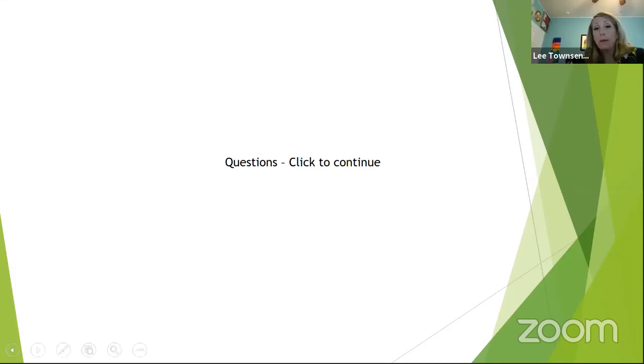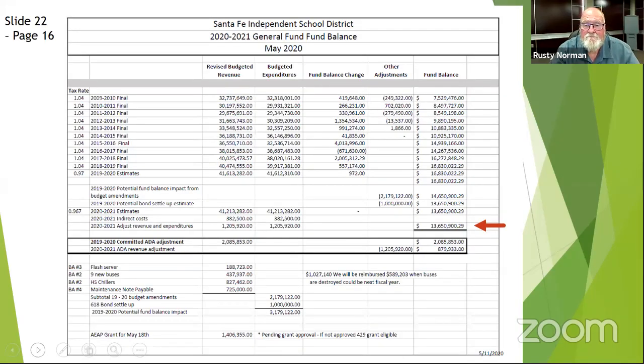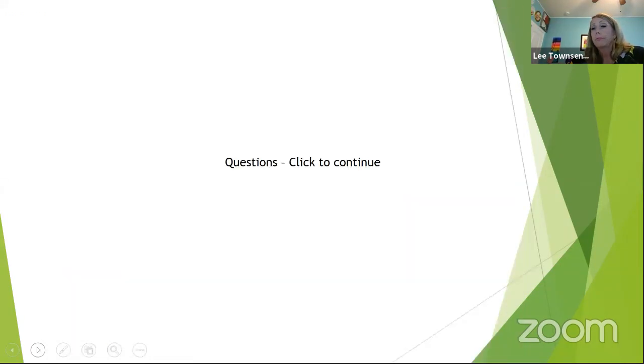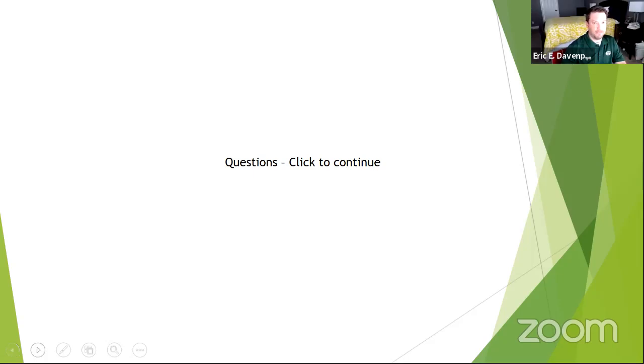Okay. Any other questions? Okay, Ms. Townsend. All right. Slide 22 represents the general fund balance. This data has not changed. We have continued moving forward with the same estimates that we've had back in March. So any questions on the fund balance of where we estimate to be? No, ma'am, I do not have any.